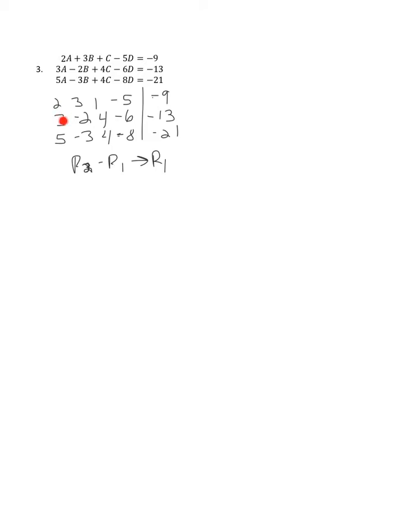That will take 3 minus 2. Okay, so 3 minus 2 is going to be 1. -2 minus 3 will be -5. 4 minus 1 will be 3. -6 minus -5, so -6 plus 5, -1. And row 2, -13 minus -9, so -13 plus 9, -4. And then I'm just going to put the other ones in.